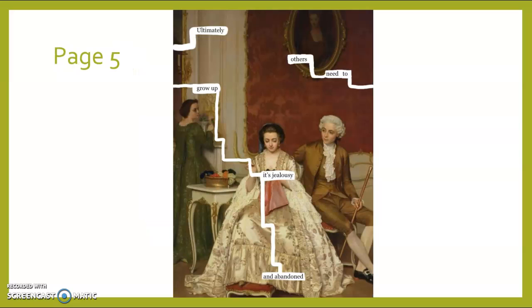For page 5, it reads, "Ultimately, others need to grow up. It's jealousy and abandon." I set out to find an image that showed a woman in the background staring longingly at the couple that seemed to be together in front of her.